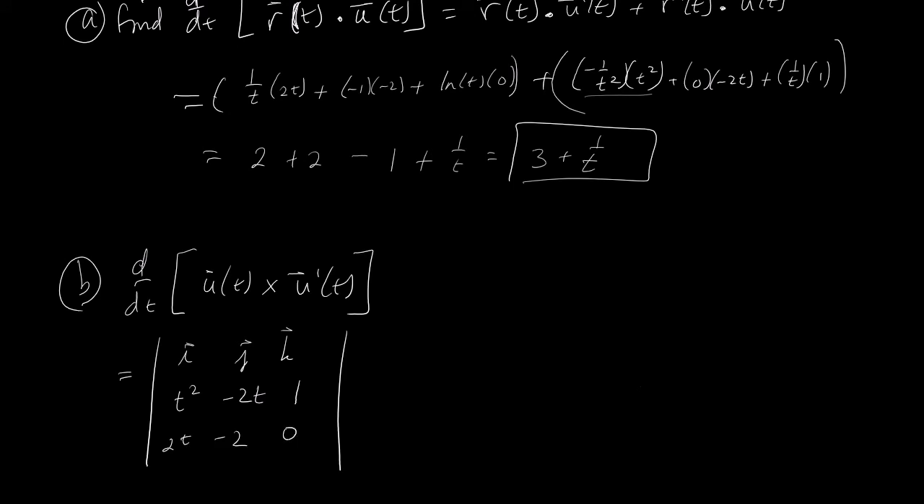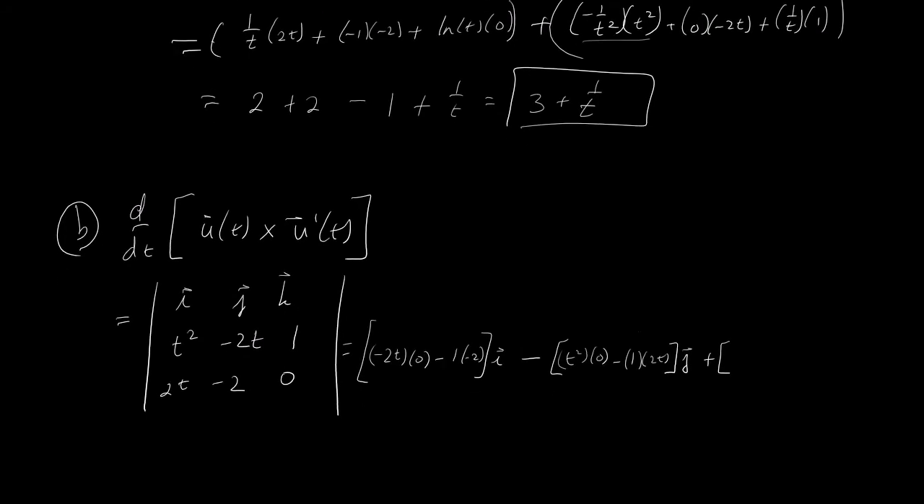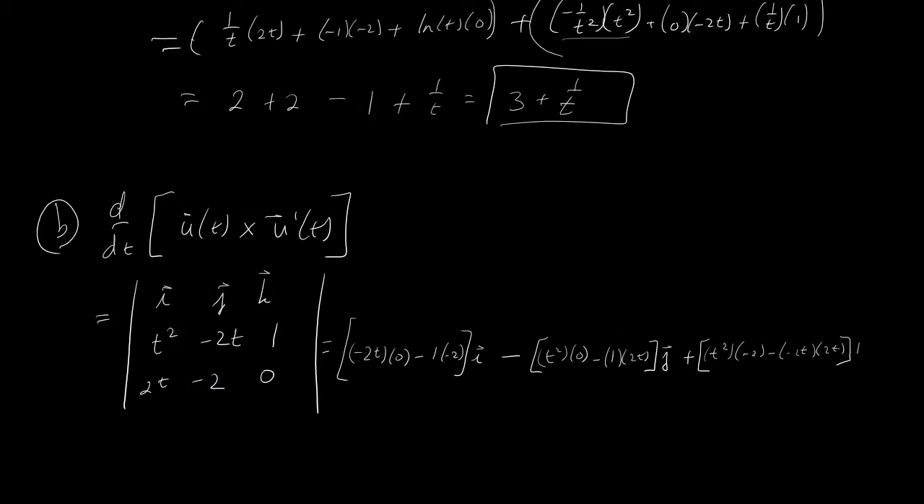Okay. Now, we do our cofactor expansion, and we get in the i direction, negative 2t times 0 minus 1 times negative 2, i, minus, for the j direction, t squared times 0 minus 1 times 2t, that's the j direction, plus, and in the k direction, we have t squared times negative 2 minus negative 2t times 2t, and that is our k direction.